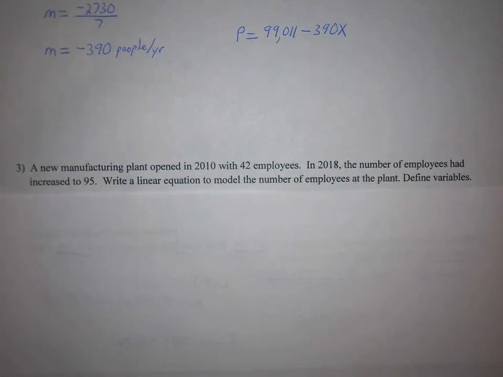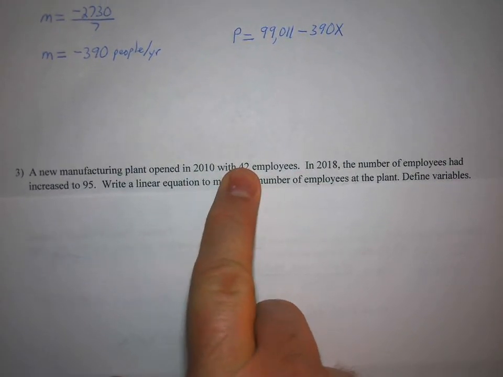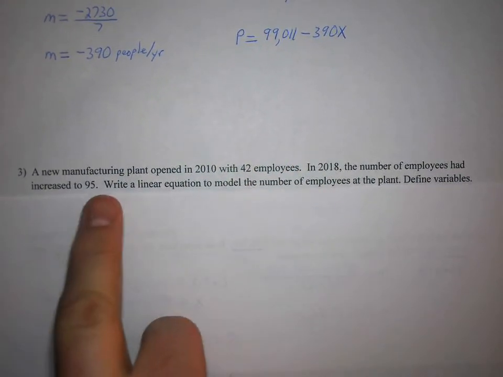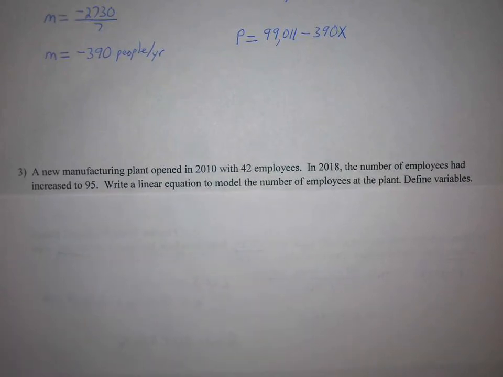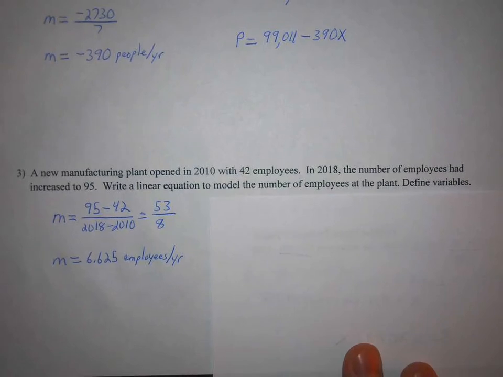Okay, and then number 3, pause the video and try that, and I'll put the answer up. We went from in 2010, we have 42 employees, then 8 years later, we have 95. They're not telling you that the number of employees increased by 10 employees per year. So they're giving you 2 points, so you have to find the rate of change or the slope. Okay, so when you do that, you get 6.625 employees per year.